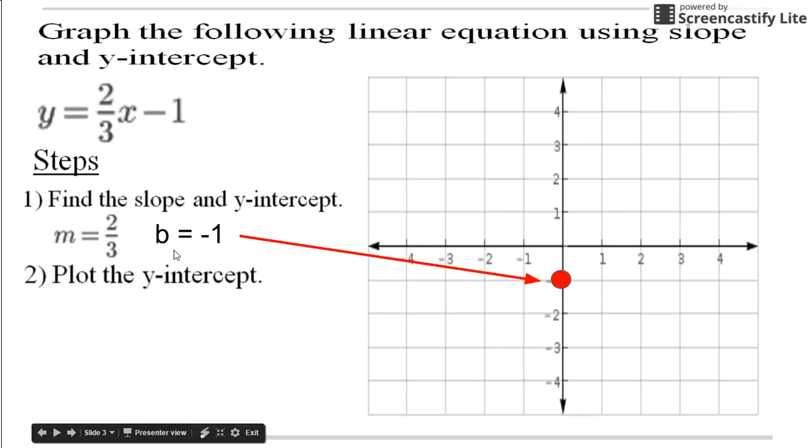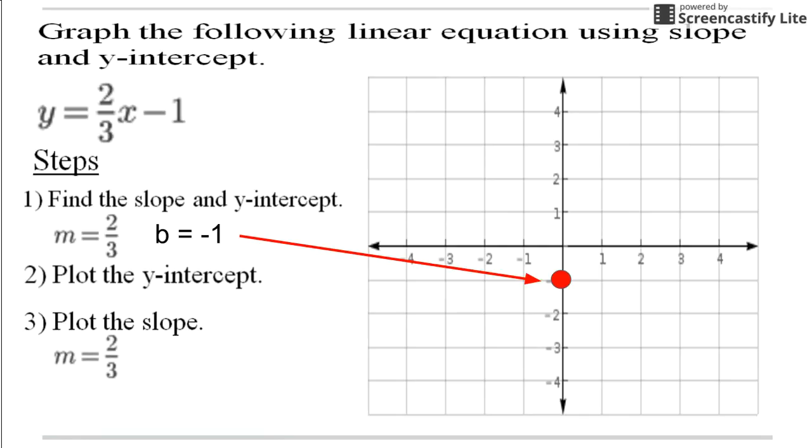Once we have the y-intercept plotted, we look at our slope. Based on our slope, which we got from our equation, we have 2 over 3. Remember, the top number tells me to go either up or down. The top number is a positive 2, so I'm going to move up 2 on my graph. So 1, 2. And then the bottom number, the 3, tells us that we're going to move left or right, depending on if it's positive or negative.